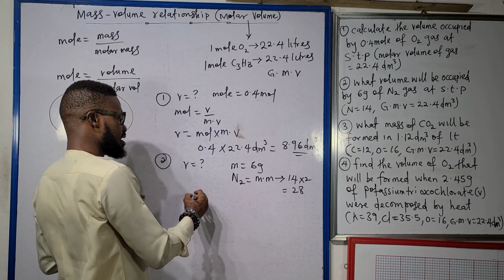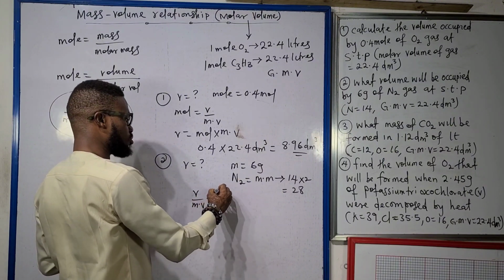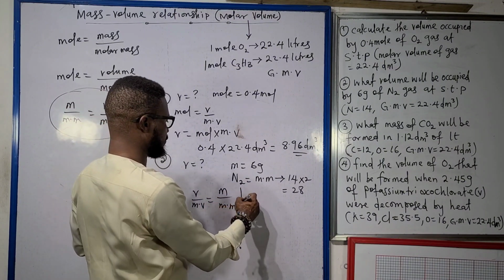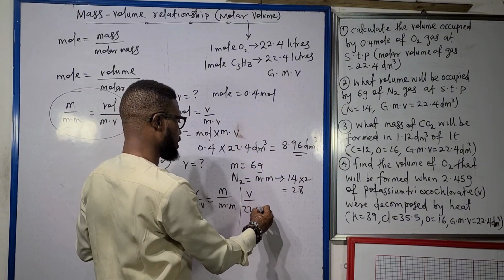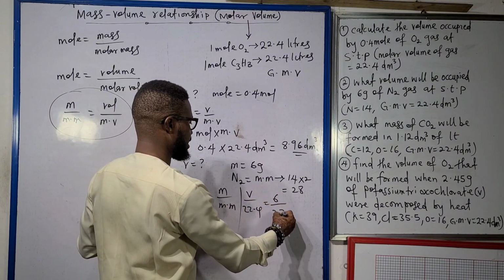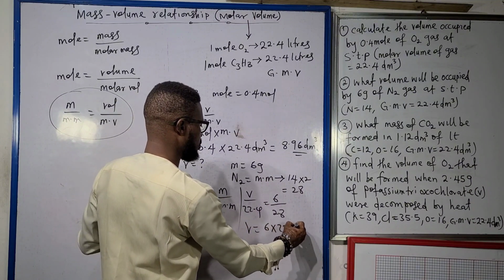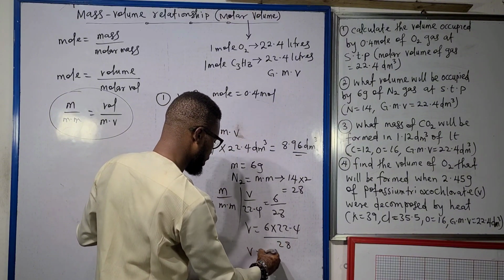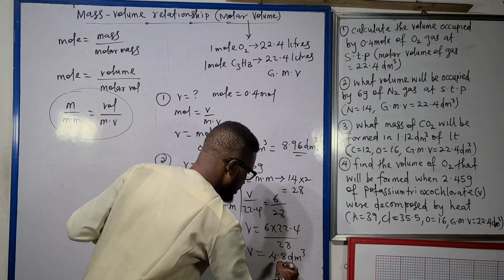In this case, that is mass volume relationship. Volume over molar volume equals mass over molar mass. I'm looking for the volume. The molar volume here is 22.4 dm cube, equals the mass, 6, divided by 28. So volume equals 6 times 22.4 divided by 28. Therefore, the volume will be equal to 4.8 dm cube. That is the answer.